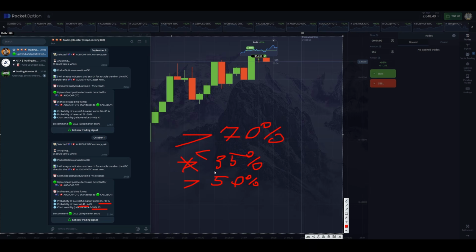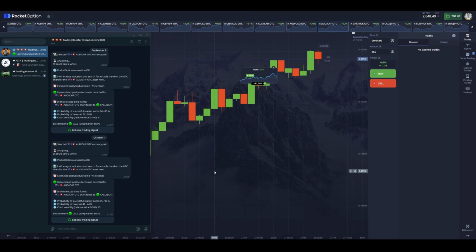It's actually very easy to work with the robot on the OTC market. And as you can see, I made a profit of $1,500. That's plus 150, even 160% to my deposit. You can do exactly the same.